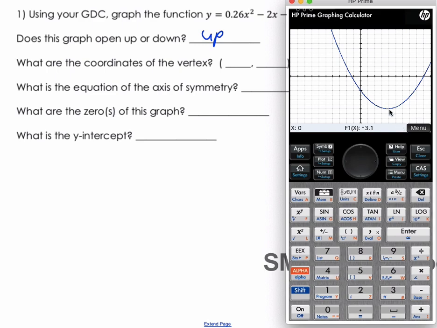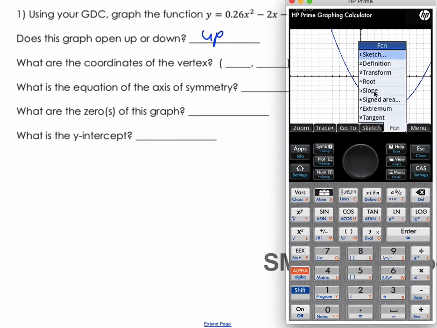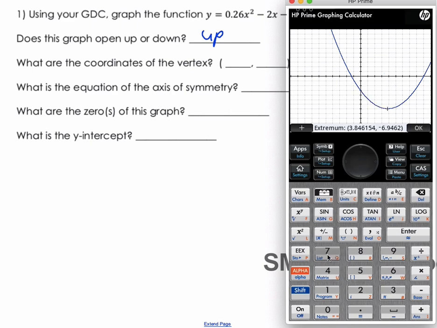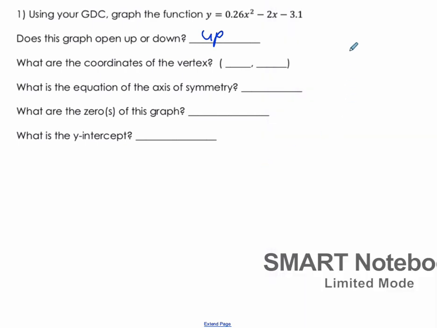You can go to function, and it's called an extremum on the HP Prime. Okay, so number 7, extremum means a maximum or a minimum. In this case, it's a minimum by looking at it. So if I click on 7, it tells me the extremum. It's 3.85, 6.95. Let me draw a sketch.